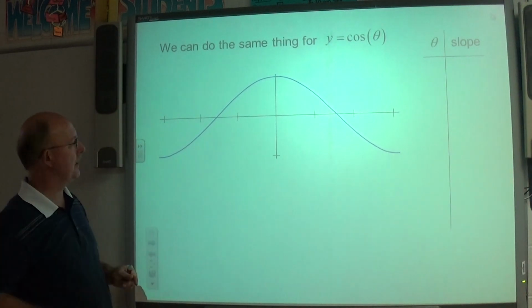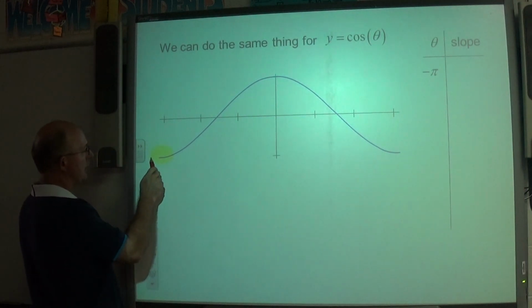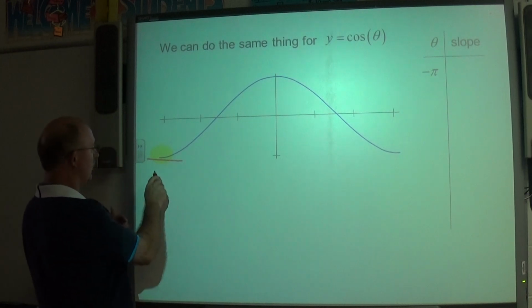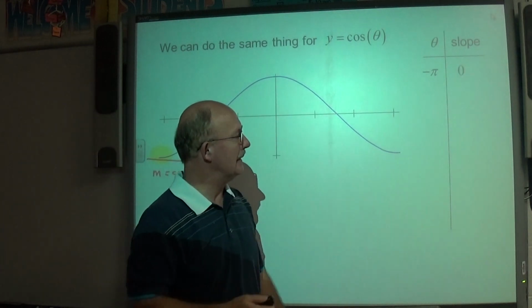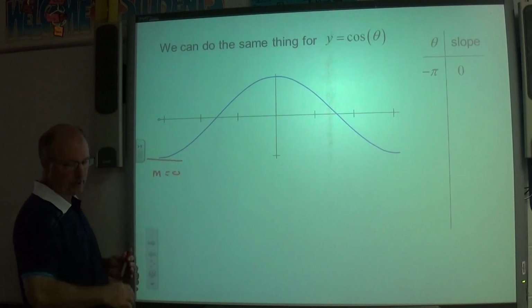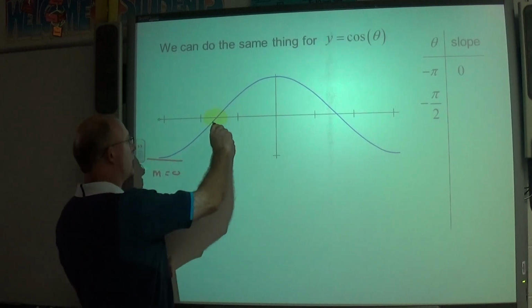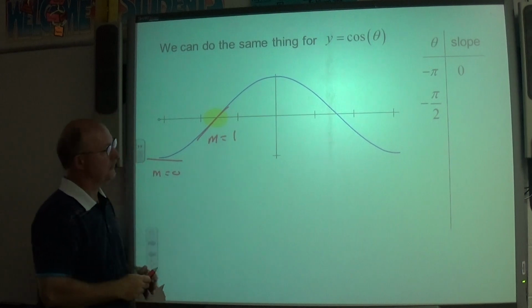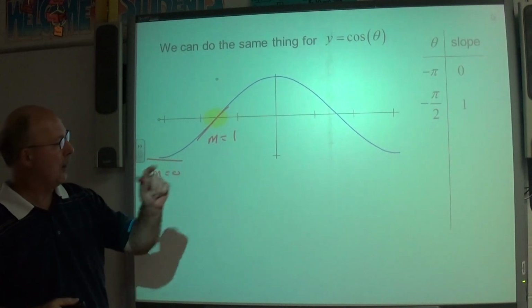Let's start right here at negative pi again. The slope of your tangent line here at negative pi is 0. So our first ordered pair on the derivative would be negative pi, 0. Next we're going to try negative pi over 2. I'm going to do this pretty quickly. The slope of your tangent line will be 1, so the point is negative pi over 2, 1.